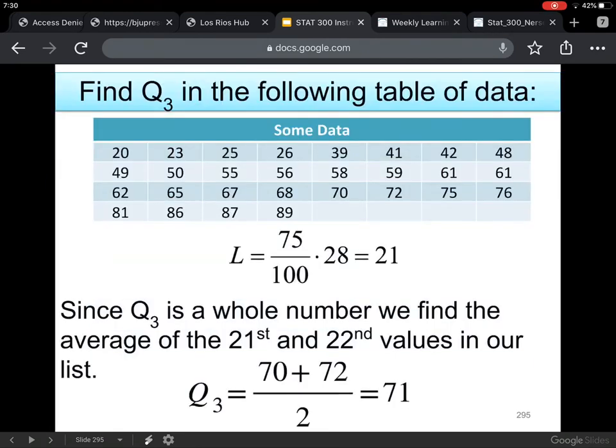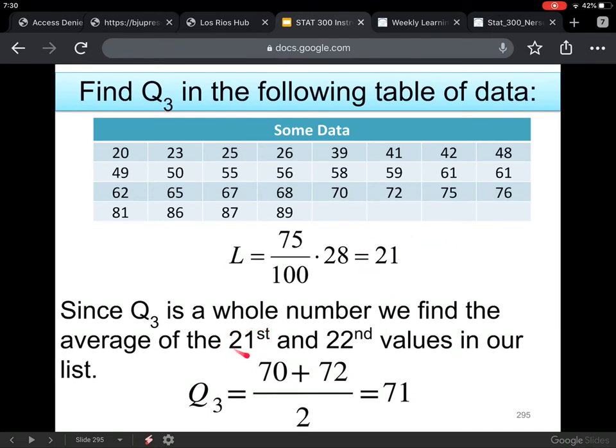So let's do the calculation. The location of the 75th percentile would be given by 75 divided by 100, or 0.75, times the total number of values, 28, and that gives us exactly the number 21. It's a whole number. According to the rules, remember, we don't round this number up. We find the 21st value and the 22nd value, the next one, and we find the average of those.